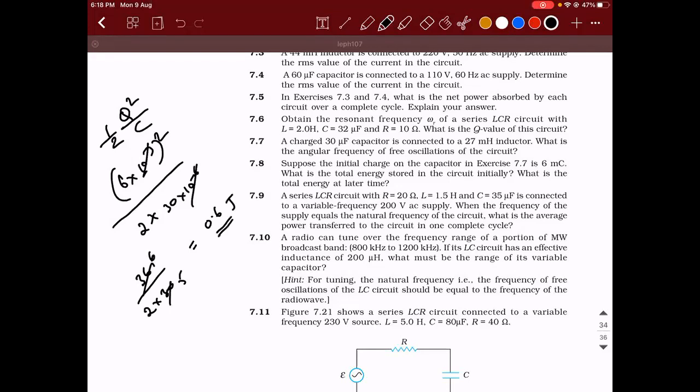What is going to be the energy at a later time? It will still be the same, because the total energy is always conserved. Right? So it is going to be the same.